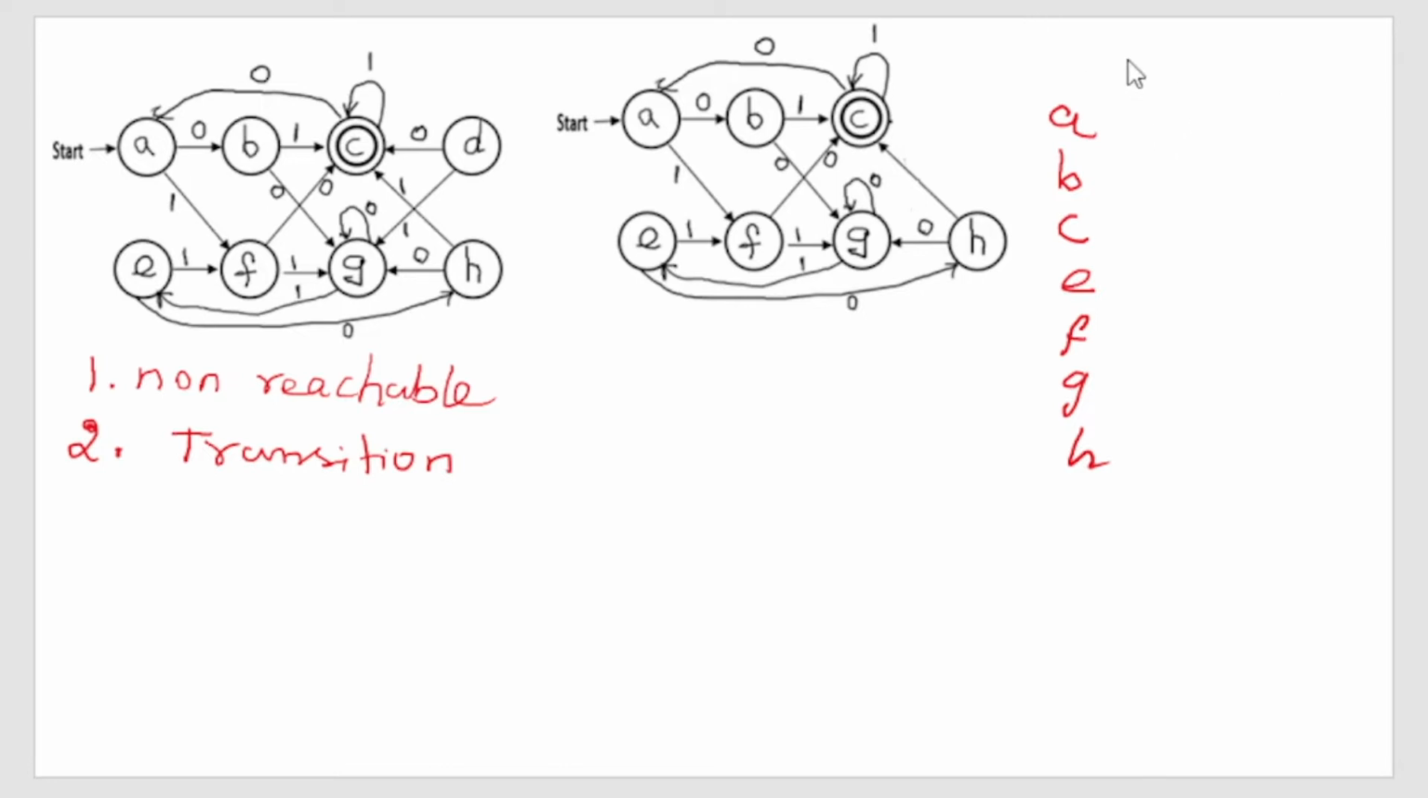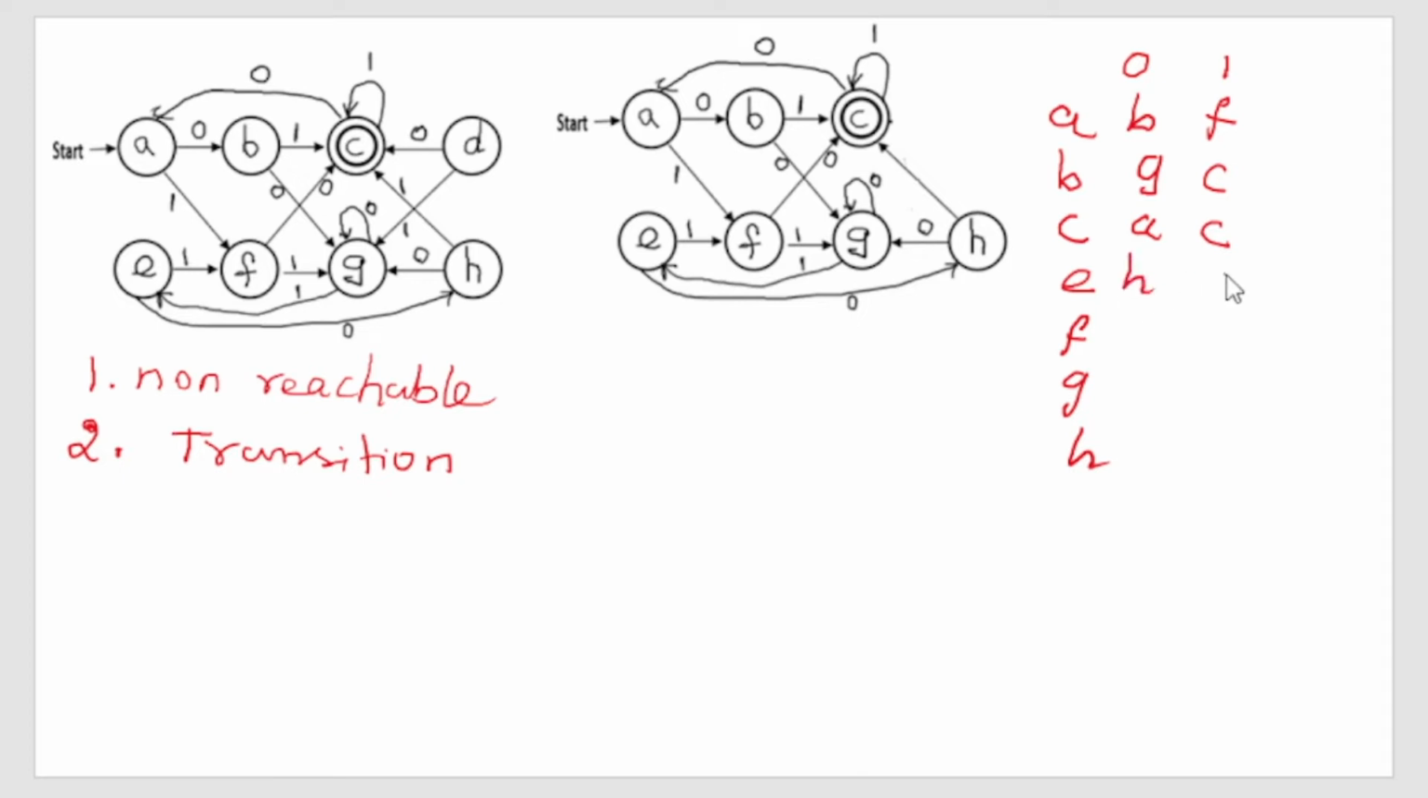These are all the available states. Now we have to identify the transitions. Starting from A, where does it go on a 0 transition, and where does it reach on a 1 transition? For A, on 0 it goes to B, and on 1 it goes to F. Similarly, take B. For B, on 0 it goes to C, G, and on 1 it goes to C. And take C, it goes to A and C.